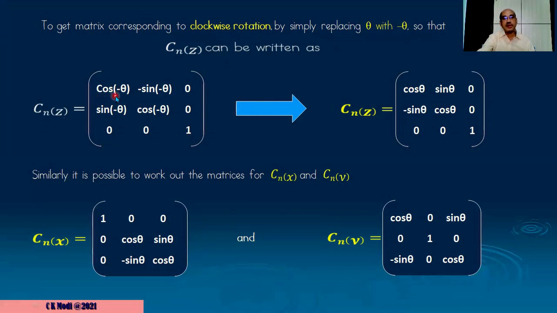So for Cnz, previously we derived the matrix cos theta, minus sin theta, 0; sin theta, cos theta, 0; 0, 0, 1. Now, for clockwise rotations, where instead of theta you put minus theta, the Cnz matrix is cos theta, sin theta, 0; minus sin theta, cos theta, 0; 0, 0, 1. Similarly, it is possible to work out the matrices for Cnx and Cny. This is the matrix of Cnx: 1, 0, 0; 0, cos theta, sin theta; 0, minus sin theta, cos theta. And in the same way, this is the matrix for Cny.